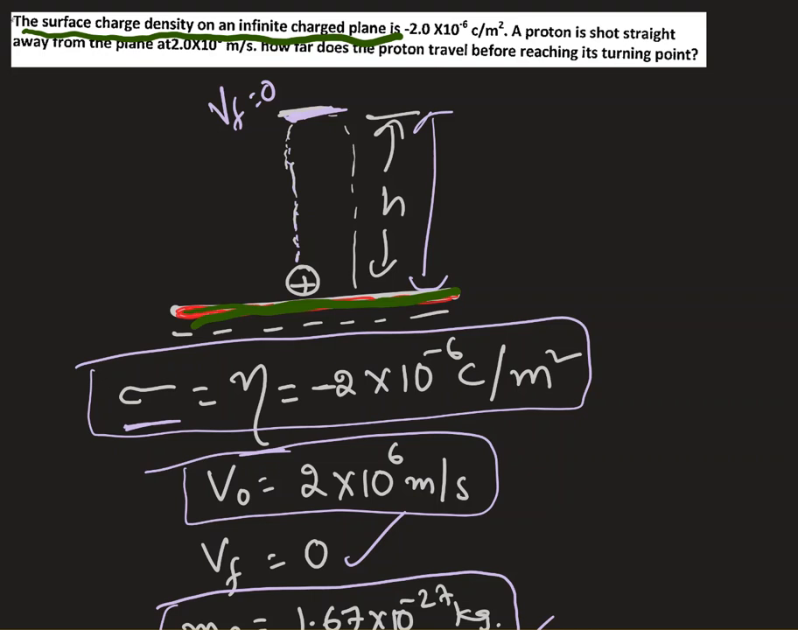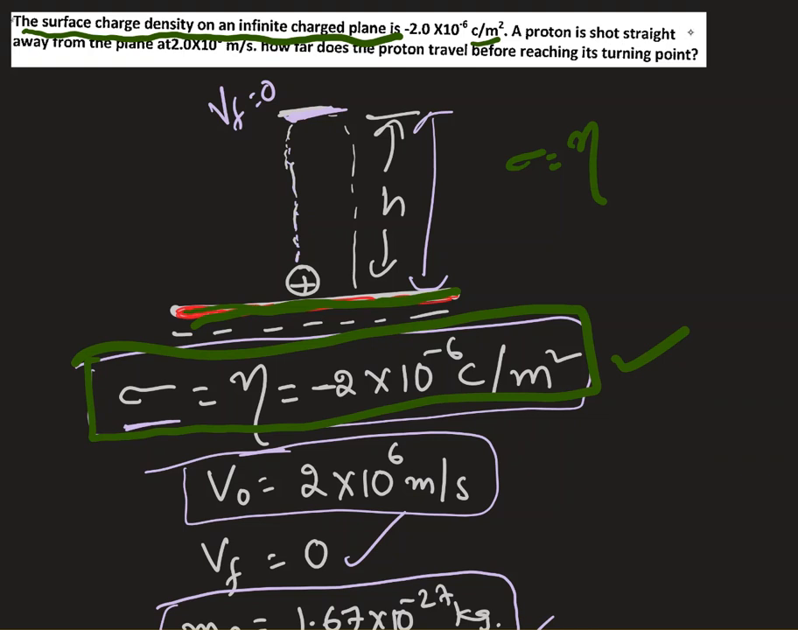Okay, and he gave us the charge density. So coulombs per meter square. So basically he gave us sigma or eta. That value is minus 2 times 10 to the power of minus 6 coulombs per meter square.